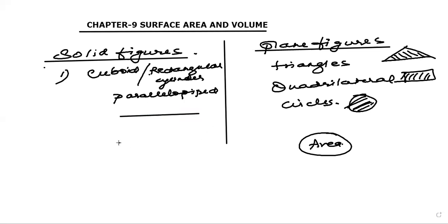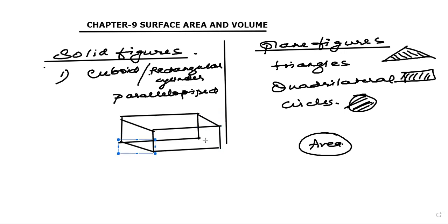You can see here, children, I'm drawing a rectangle, just a shortcut of how to draw a cuboid. One rectangle, then another rectangle, then join their opposite edges. So what figure you get is a cuboid. It is bounded by six rectangular surfaces. You can see here, children.